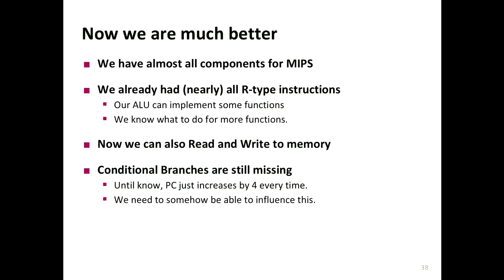Of course, we are almost there. We have all the R-type instructions. We can do reading and writing from the memory now with these control signals, but conditional branches are still missing, right? So we need some way to increment the program counter, not just by 4, but by an arbitrary address. Got it?